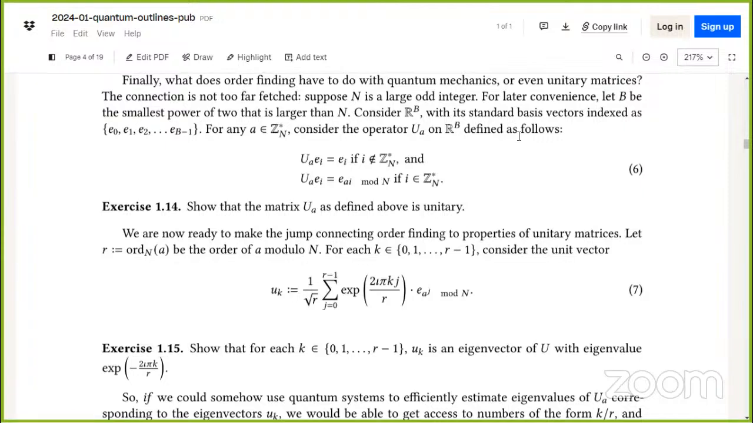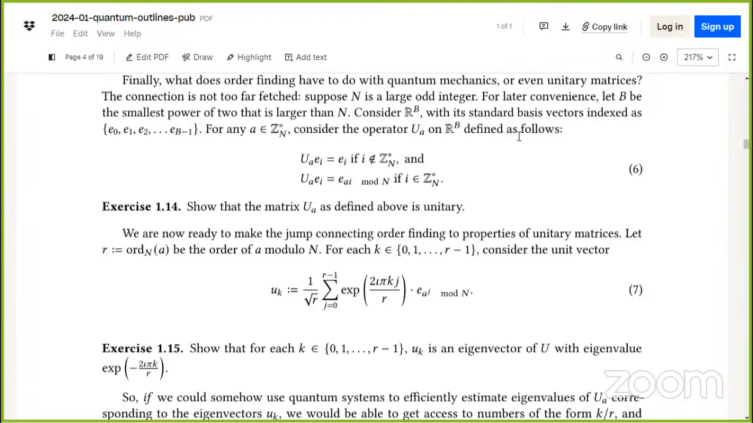So you find a number A, between 1 and N, co-prime to N, and you want to find the order of A modulo N. That is the smallest positive number t so that A to the power t is 1 modulo N. That's the order, and that's what you want to find.